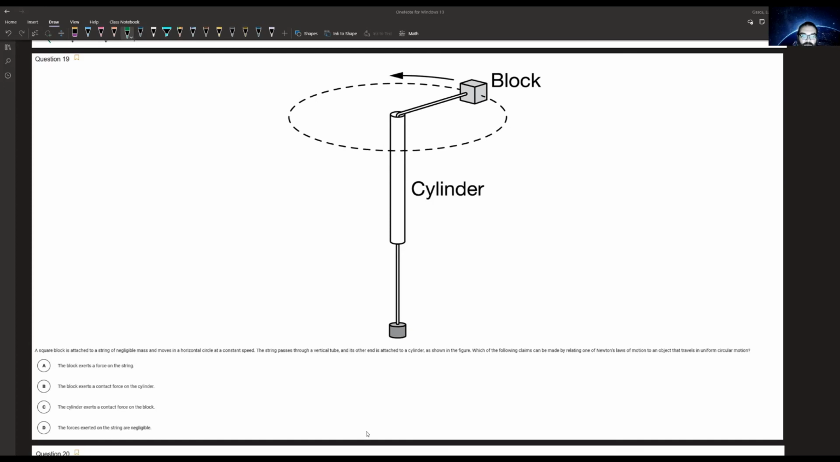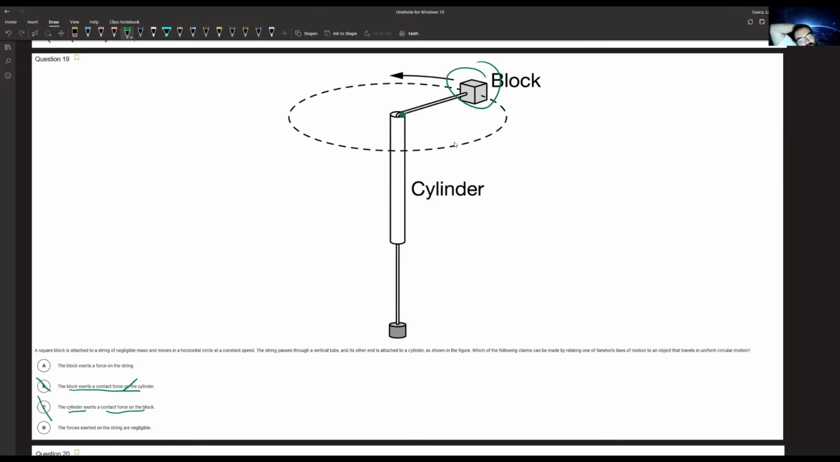Okay, we'll go ahead and call it in 3, 2, 1. So Newton's laws of motion say that, unless it's gravity, objects must be in contact with one another to exert a force on each other. So really important, the block does not exert a force on the cylinder. What's going to happen is the string comes in contact with the cylinder, but the block itself is not doing anything to the cylinder. So B is out of the question. Cylinder exerts a contact force on the block.